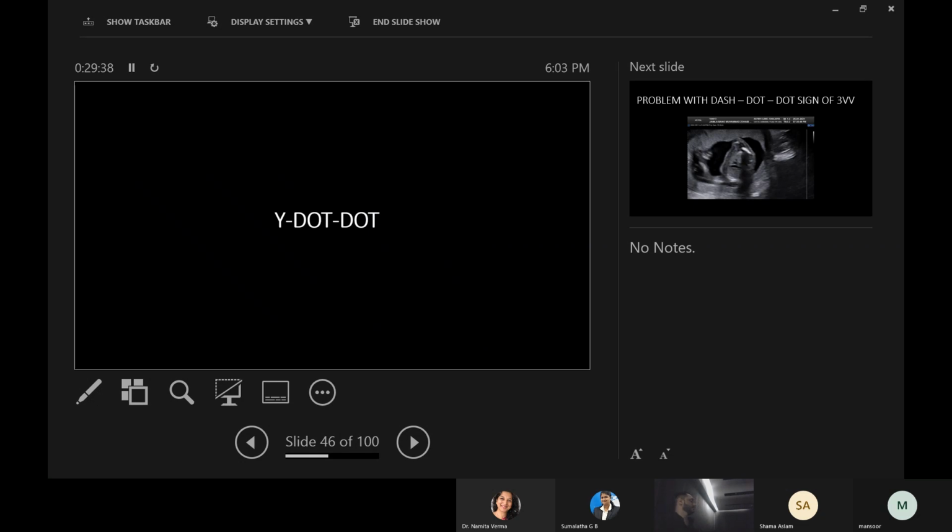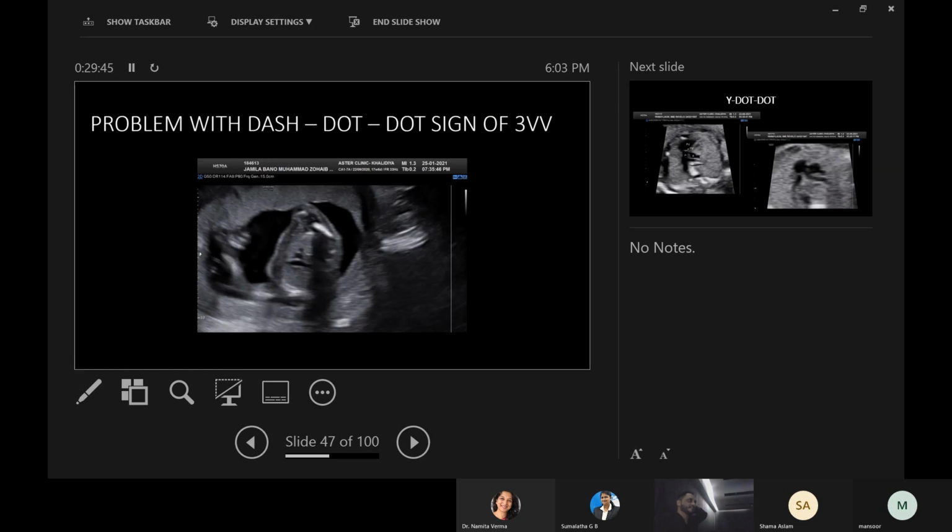Now another technical innovation which I described was the Y dot dot sign. What is the Y dot dot sign? This is the three vessel view which we came across. In this three vessel view, how can we be sure that this is pulmonary artery and this is aorta? Maybe this is aorta and this is pulmonary artery. What happens then? Then it becomes transposition of great arteries, TGA.